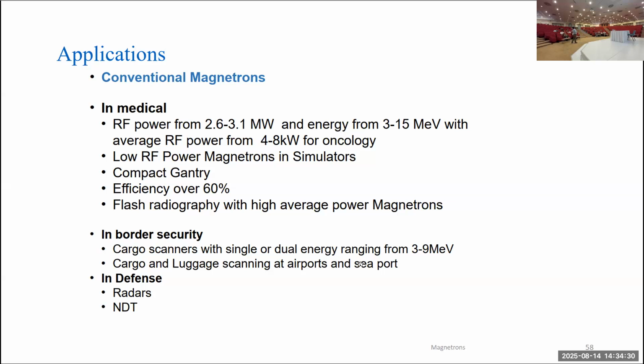In defense, these magnetrons are used in radars for NDT, non-destructive testing. For example, if you have a small missile, you want to see the uniformity of its fuel or any crack in its body, you can use a 3 to 9 MeV Linac, and that Linac is again powered by magnetrons.